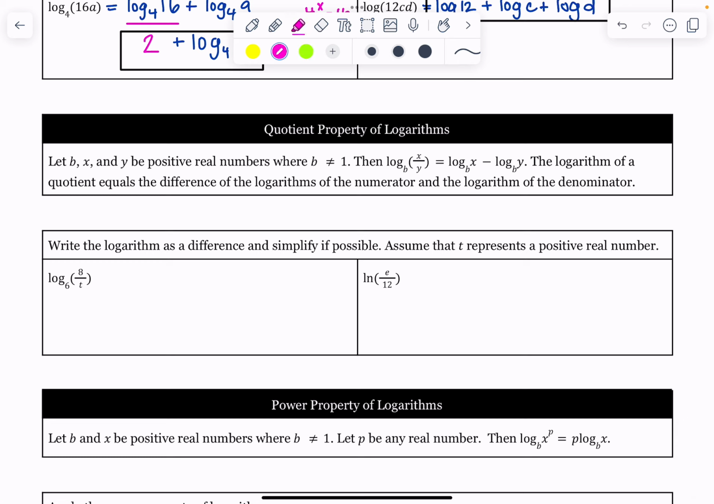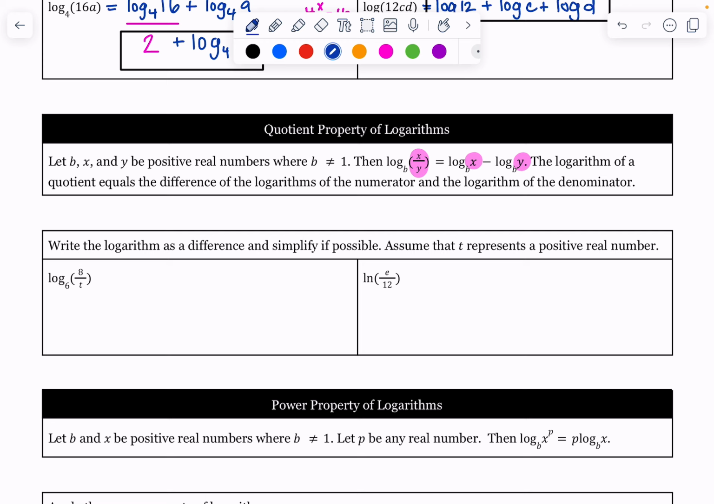But here we have a quotient or division. And when I have division, I can break it into two logarithms by subtracting the numerator, the logarithm of the numerator minus logarithm of the denominator. All right, so for these next two, very similar. It says write the logarithm as a difference and simplify if possible. Assume that t represents a positive real number.